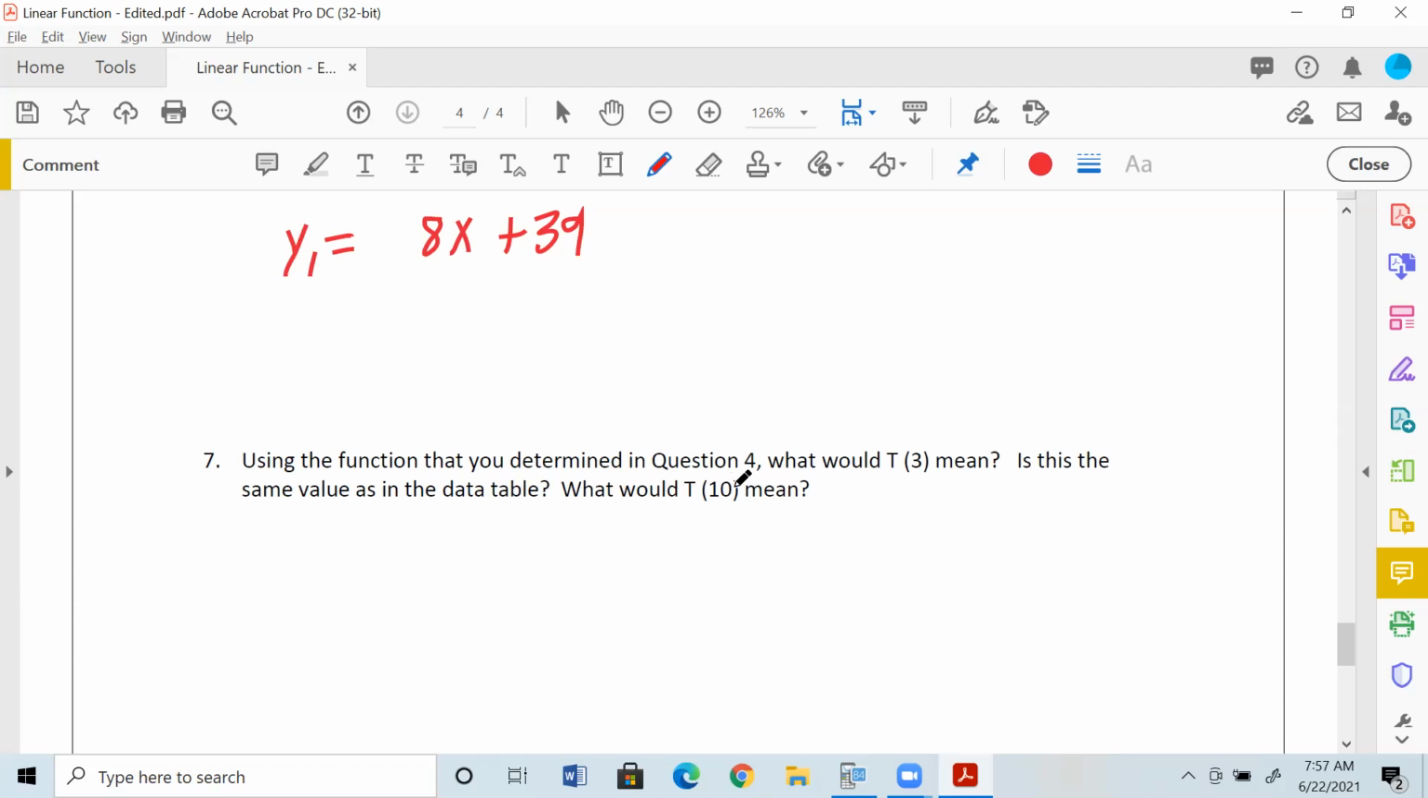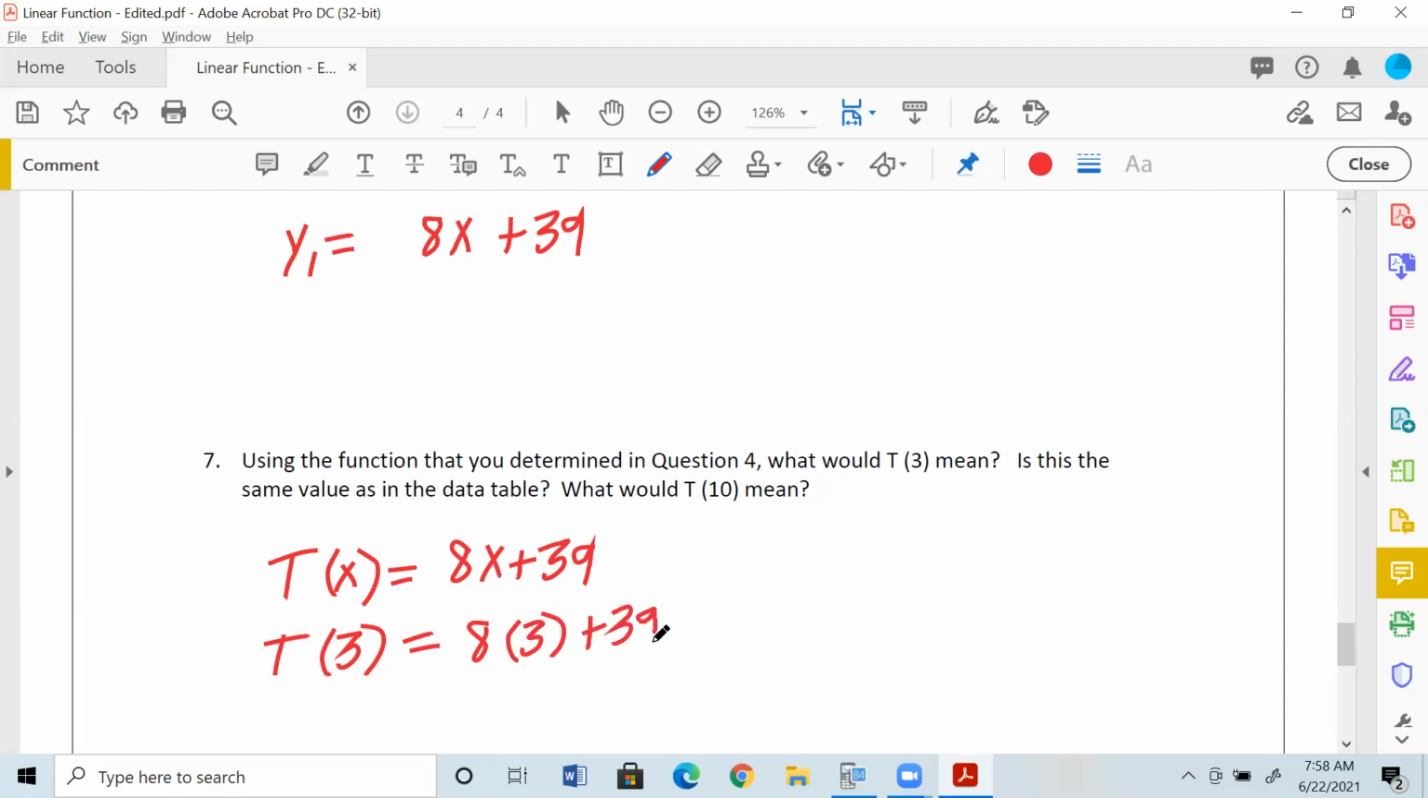Using the function that we determined in question 4, what would t of 3 mean? So if you recall, we wrote in function notation t of x equals 8x plus 39. If we were asked to find t of 3, then this means that we are going to plug in a 3 for our x. So we'd have 8 times 3 plus 39.